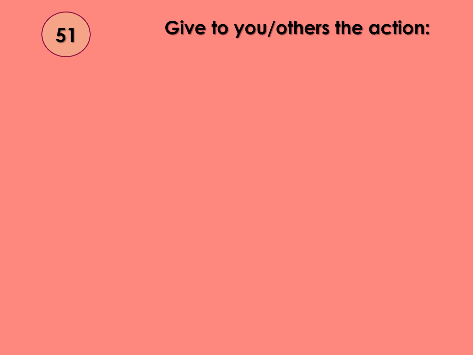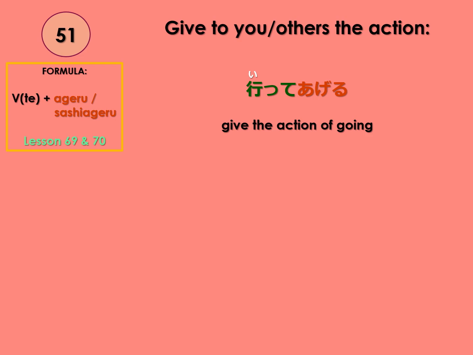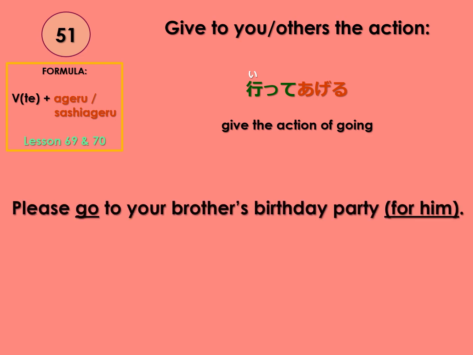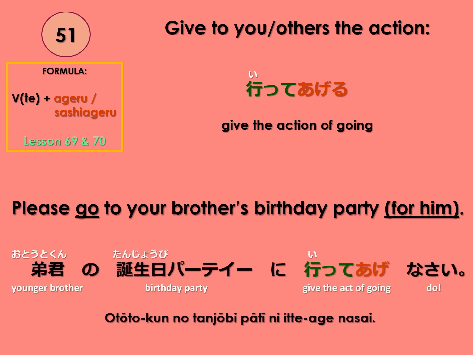Number 51, giving the action to you and others. Formula: te ageru, plain speech, and te sashiageru, humble speech. Lesson 69 and 70. To give you or others the action of going, itte ageru for plain, itte sashiageru for humble speech. Please go to your brother's birthday party for him. Ototo-kun no tanjoubi party ni itte agenasai.